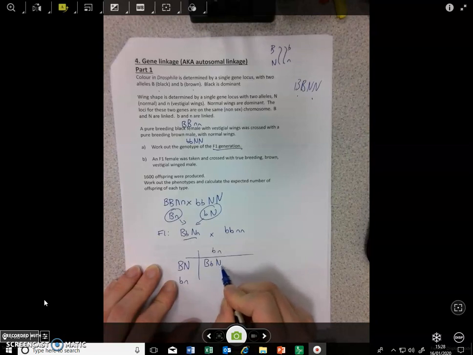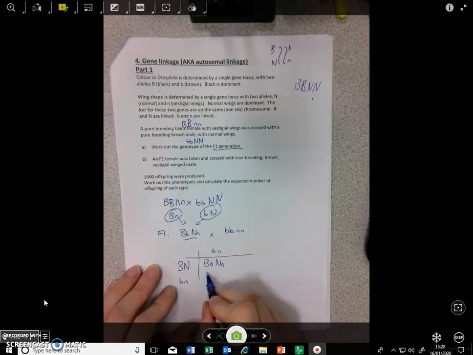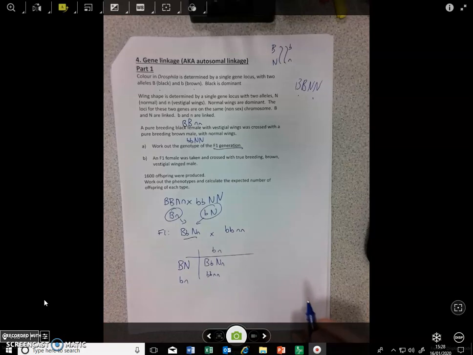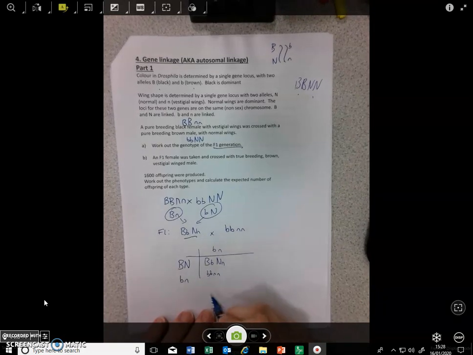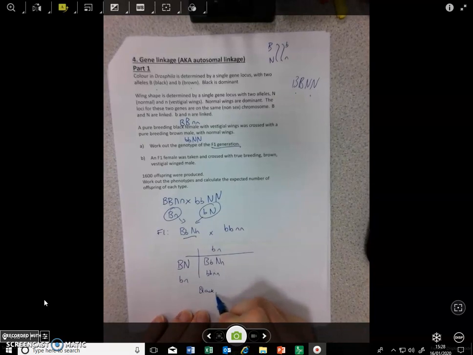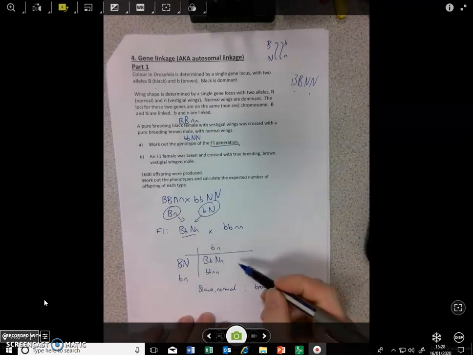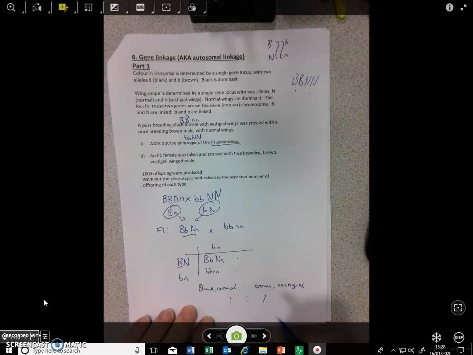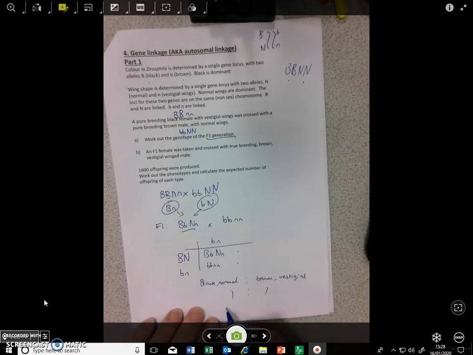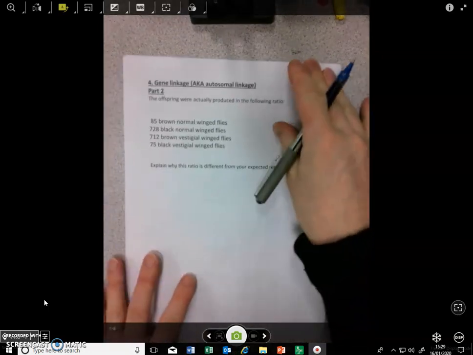So we're going to have this possible genotype of the offspring, and we're going to have this possible genotype of the offspring. Let's have a little look at what those are. So we're going to have a black, normal winged individual, and we're going to have a brown, vestigial winged individual. And if you look at it, the ratio is 1 to 1, isn't it? 1 to 1. And they've told us that 1,600 offspring were produced, so we would expect 800 of each of those types.